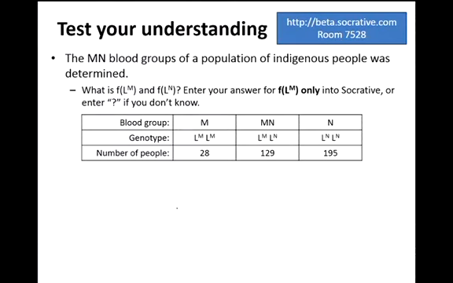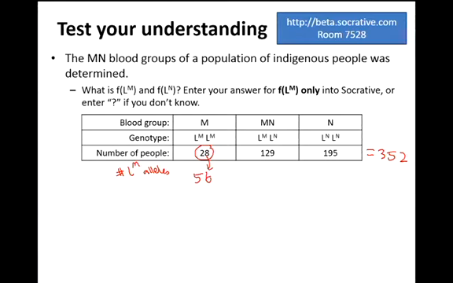Okay, good. So what we've got here is a population. It's a fairly large-ish population. The total number of people in this population is 352 people. Okay. So in these 28 people with the genotype LMLM, the number of LM alleles coming from these 28 people, each person has two alleles, there's 28 people, therefore there's 56 of the big LM allele.